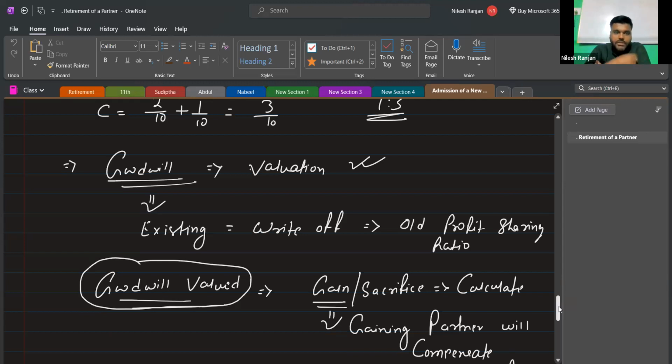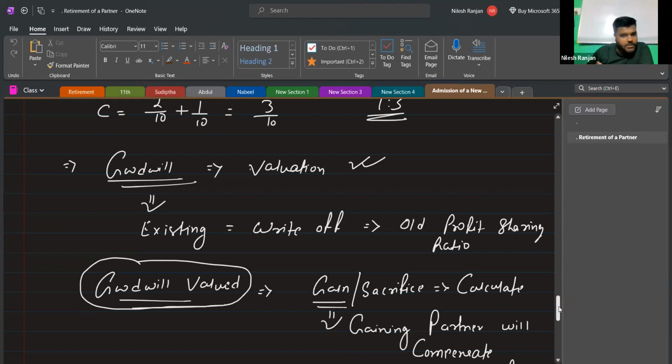Actually, there are two types of goodwill that will be given in the question. First one is valued goodwill, and the second one is existing goodwill or goodwill appearing in the books. If there is existing goodwill, then we write off the existing goodwill in old profit sharing ratio. And if goodwill is valued, then we adjust it in gaining sacrificing ratio. These two treatments are for goodwill.